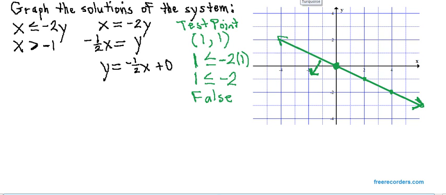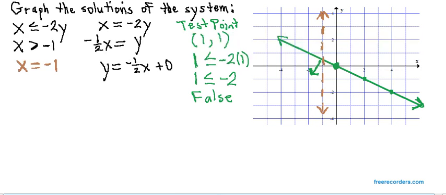Now, our second line is x equals negative 1. And this is very easy to graph because we learned that when an equation has just an x in it and not a y, it means it's a vertical line. But remember, this vertical line needs to be drawn as a dotted or dashed line because there is no or equal to sign.